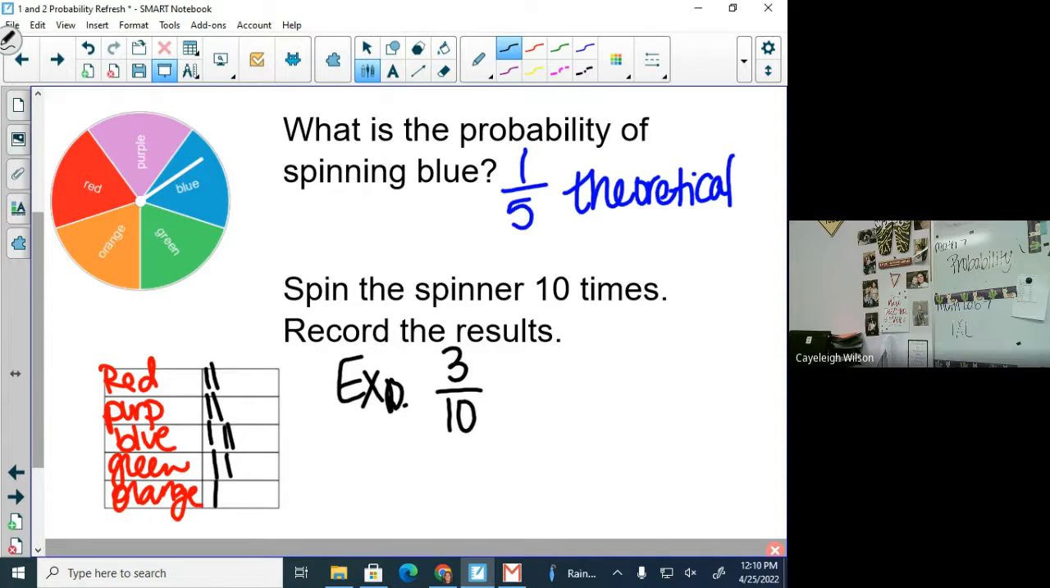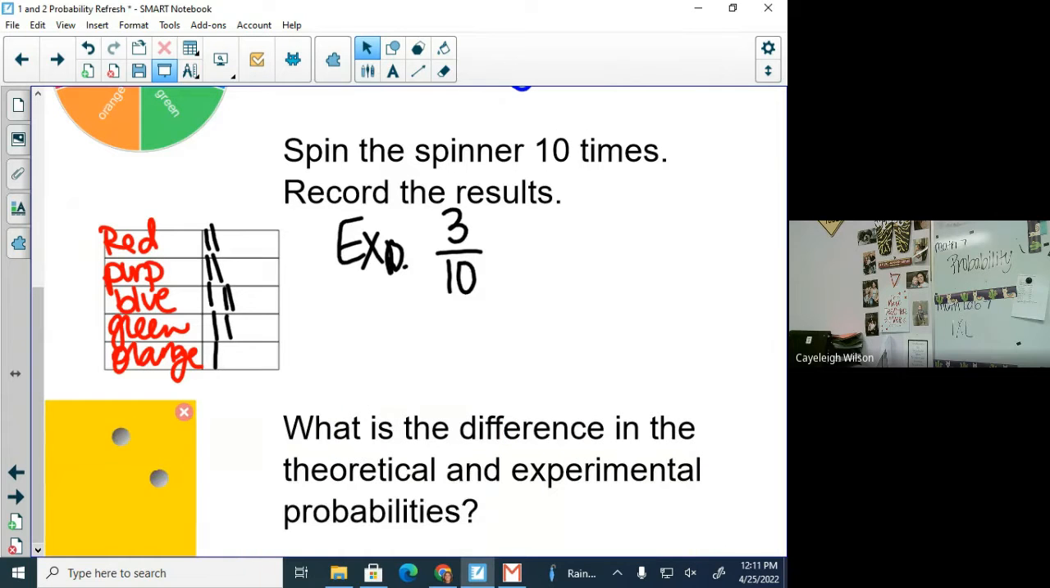Now, here's the part that we did not get to cover last time we did this. So if you haven't been paying attention, better start right now. The last question is different. It says, what is the difference in the theoretical and experimental probabilities? So it doesn't want to know what it is in words, it wants to know in numbers what's the difference between them. And what's the word difference in math mean? Subtraction. So it wants you to subtract the theoretical probability and the experimental probability.